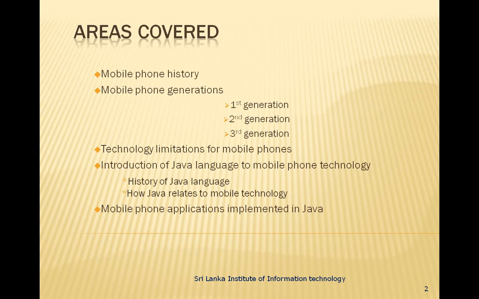First one is mobile phone history. Second one is mobile phone generations, that can be divided into 3 generations: first generation, second generation and third generation. Next one is technology limitations for mobile phones. Next one is introduction of Java language to mobile phone technology: history of Java language, how Java relates to mobile technology, and the final topic is mobile phone applications implemented in Java.